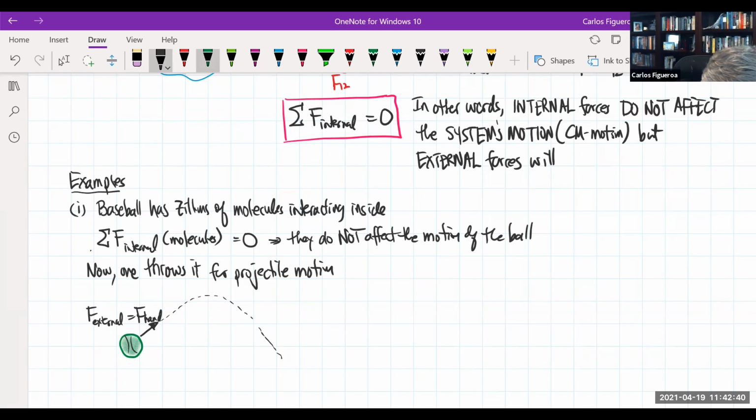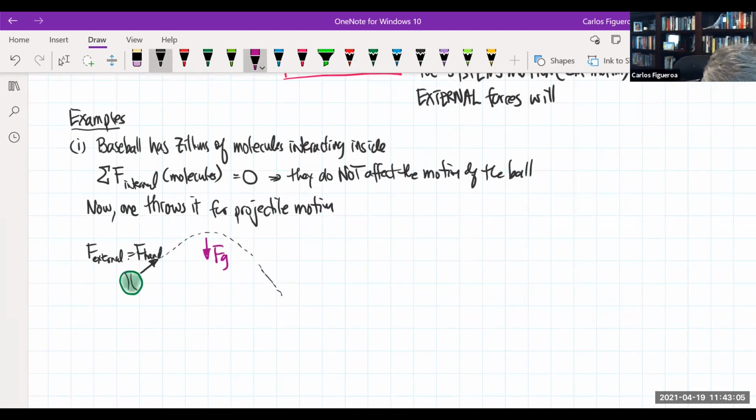And of course, in projectile motion here, the ball experienced the hand's force, and that's what set it in motion. And then we have what? The force of gravity, and the force of gravity is affecting it. But the molecular motion never affects the ball's motion, right? Never affects the ball's motion.